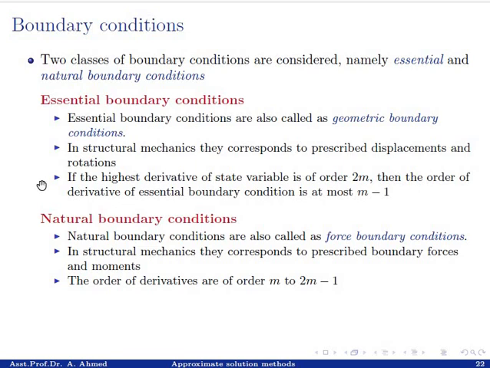From the mathematical point of view, if the highest derivative of the state variable is of order 2m, then the order of derivative of the essential boundary condition is at most m minus 1.